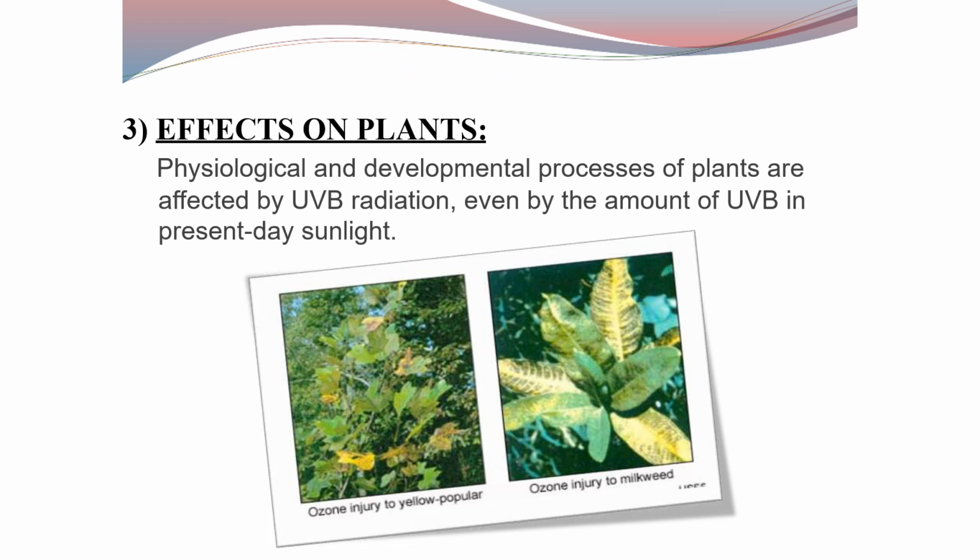Now, what is the effect on plants? Effects on plants, you can see in the diagram also: ozone injury to yellow poplar and ozone injury to milkweed. You can see over here in the diagrams also. And physiological and developmental processes of plants are affected by ultraviolet radiation, even by the amount of UVB in present day sunlight.